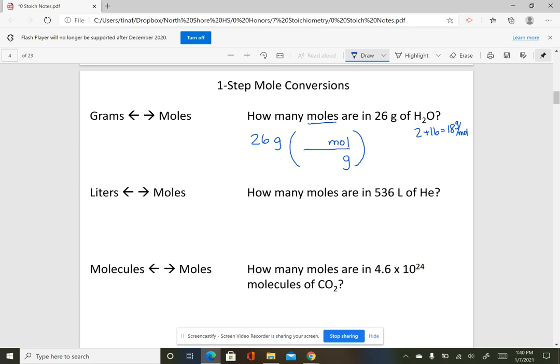So because I want grams to cancel out, I'm going to put the 18 grams on the bottom and the 1 mole on the top. Cancel out my grams. I multiply across, so 26 times 1 is 26 divided by 18. I get 1.4 moles.